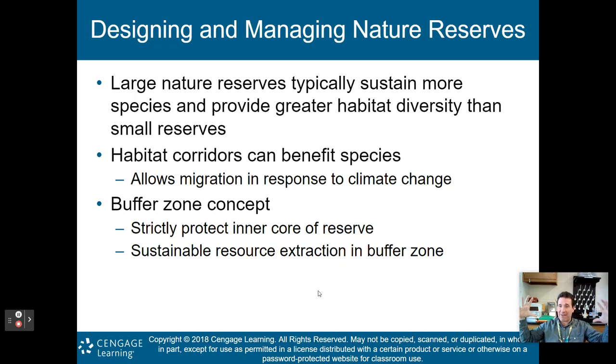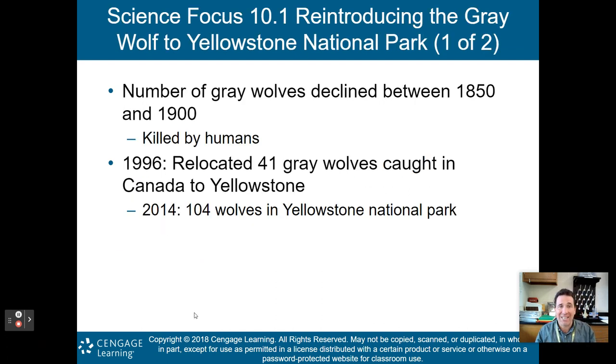So basically you have this large reserve in the middle, no one touches. A little bit further out, you get some activity, and then further out is where you do most of your extraction of resources, et cetera. This is then a buffer zone, which keeps the inner part preserved and keeps your biodiversity intact. So again, these are just some examples of how you can design and manage nature reserves.